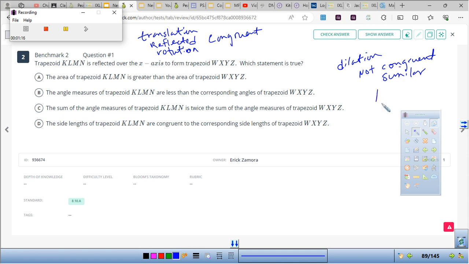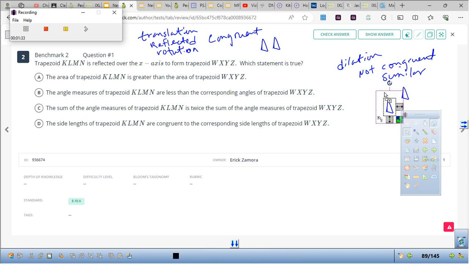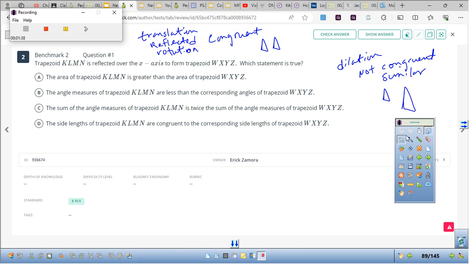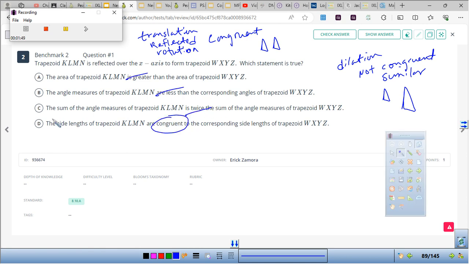I'll give you a quick example. This right here, I'm going to copy it and then paste it. So those two things are congruent. That's congruent, the same size, same everything, right? And we paste a couple more. And these two right here are going to be congruent until I do that. So those are similar, not congruent. This is congruent. Reflected, so greater than is out, less than is out. Those are out, twice. So congruent is the answer again.